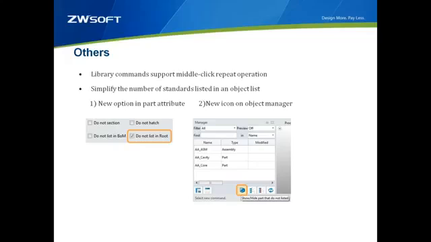And another is some small things in the new version, such as we can quickly repeat the library command so that you can add the standard component quickly. We also did some small improvement for the object manager. You can set the don't list in loop attribute for the part so that you can hide this component in the object manager. Okay, next let us look at the ZW3D interface directly.